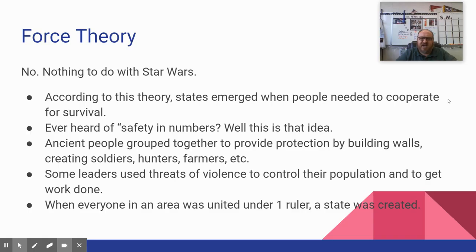need in a society. Some leaders that emerged from those times took control by force, by violence. They used violence to control the population. They used violence to get work done. They used violence to bring the group of people together to do the farming, the hunting, and all the building and all that kind of stuff, so that they could just sit back and not do a whole lot. Basically, when everyone in an area was united under one ruler, that's when a state was created.